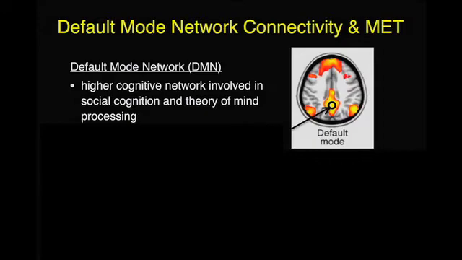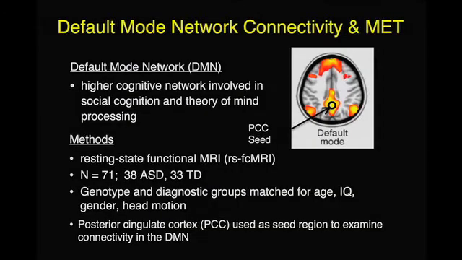We used resting state fMRI. Our subjects were told just to rest and not do anything. We had a fairly large sample size here, and our groups were very well matched in terms of a number of variables, including head motion, which is important when you're doing scanning. We chose the posterior cingulate, which is considered the hub of this network, as our seed region.